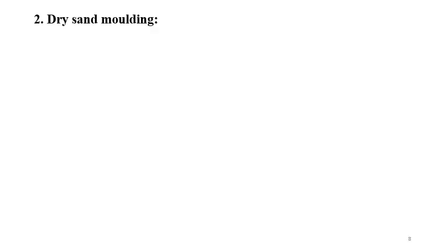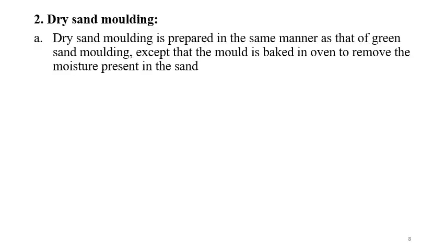The second one is the dry sand mold. Almost the same concept as the green sand mold. Dry sand molding is prepared in the same manner as green sand molding, except that the mold is baked in an oven. Once you prepare the mold, you put it in the oven or furnace to remove the moisture content in the sand. That's the major difference between green sand molding and dry sand molding. Same procedure.